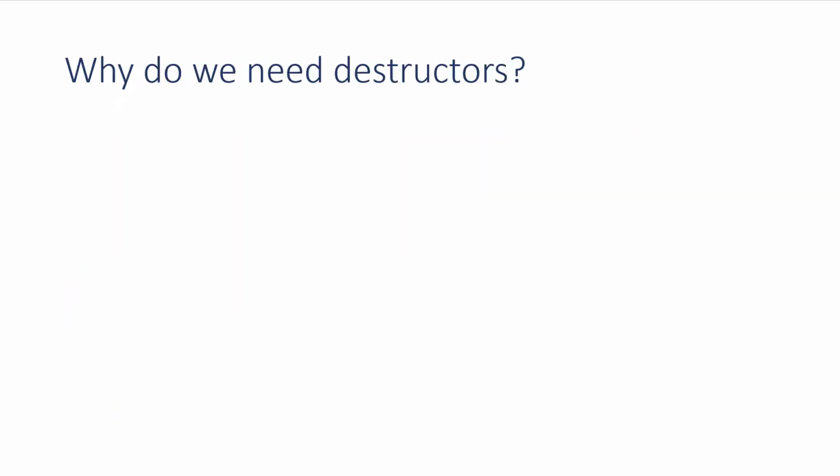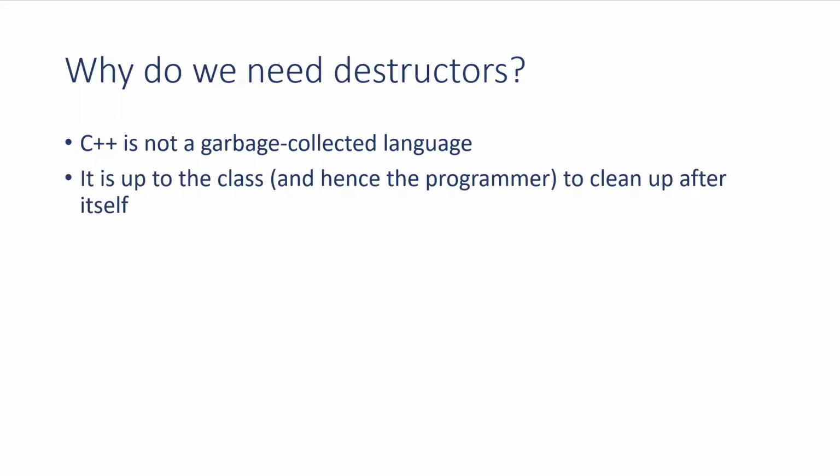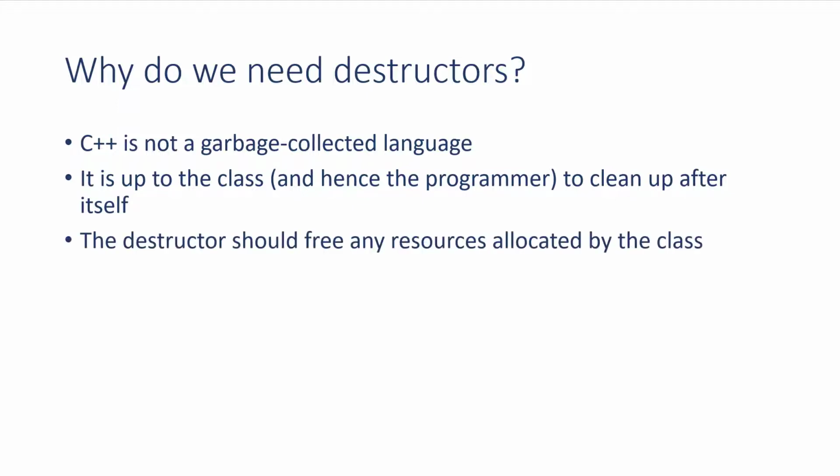Now, why do we need destructors? Well, C++ is not a garbage collected language. If you allocate memory, there are several cases where that memory won't actually be released, and so if you don't release it explicitly, it will no longer be available to your program and you'll have a memory leak. So in C++, it's up to the class, and therefore the programmer who is writing the class, to clean up after itself. So the destructor should free any resources that get allocated by the class, including things like memory, files, or any network connections that are created by the class.